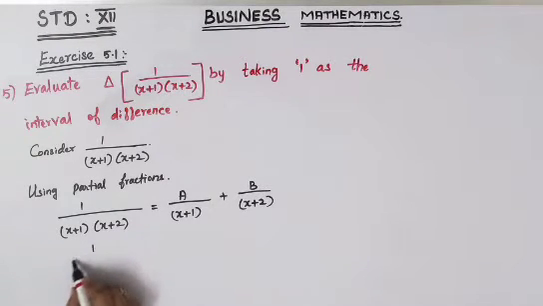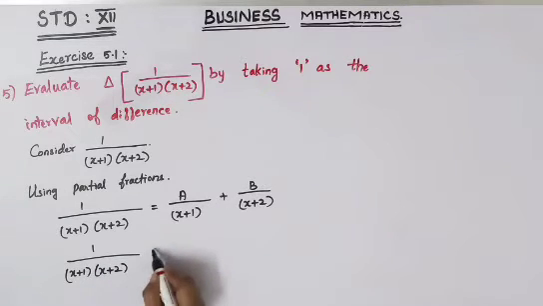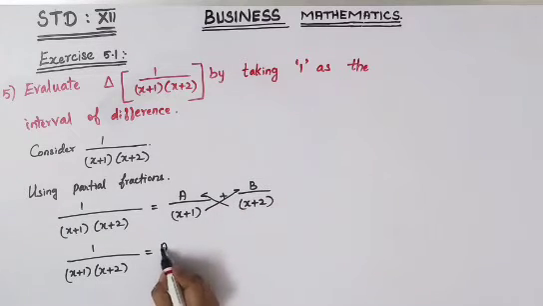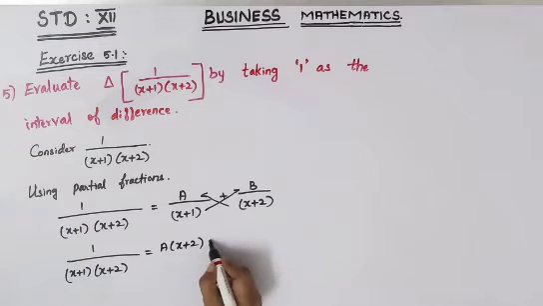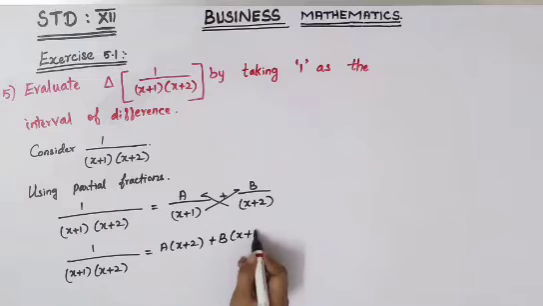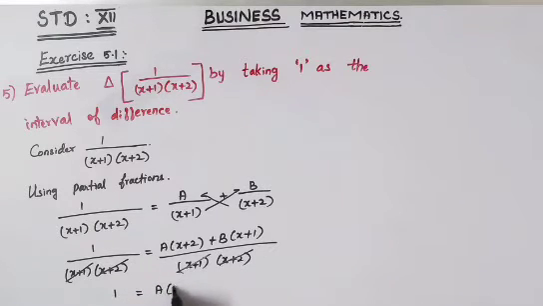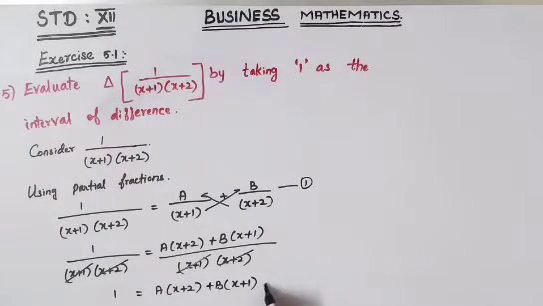So 1 divided by x plus 1 into x plus 2 is equal to, here cross multiplication, otherwise your LCM. Just cross multiplying, a into x plus 2 plus b into x plus 1 divided by x plus 1 into x plus 2. Now you can cancel this x plus 1 and x plus 2 with the denominator. So the left out terms, 1 is equal to a into x plus 2 plus b into x plus 1. We'll just mark this as equation 1 and this as equation 2.